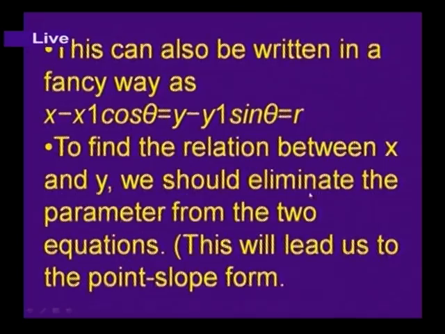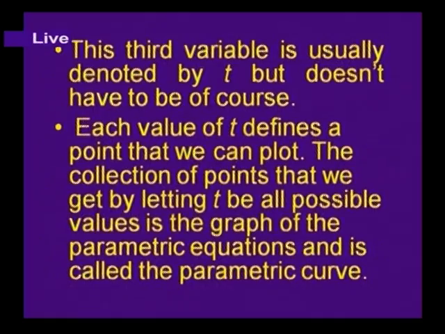To find the relation between x and y, we should eliminate the parameter from the two equations. Next, the third variable, usually denoted by t, but it does not have to be, is used as a parameter. Each value of t defines a point that we can plot. The collection of points that we get by letting t take all possible values is the graph of the parametric equations, and it is called a parametric curve friends.